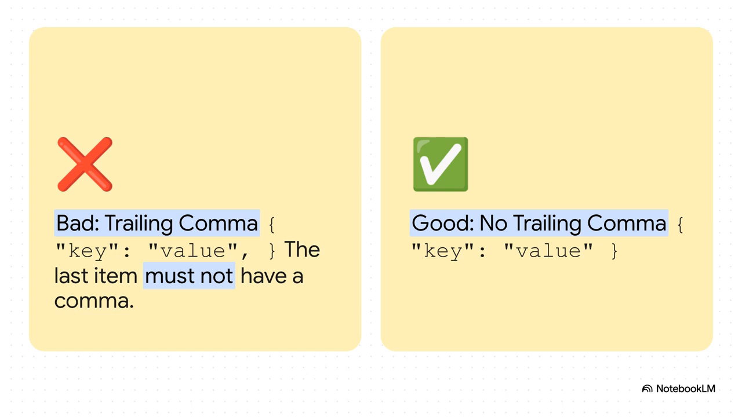All right, mistake number 2, the trailing comma. This one's tricky because a lot of modern programming languages are totally fine with it. You can have a comma after the very last item in a list, but not in JSON. Nope, the last key value pair cannot have a comma after it. It's a tiny detail, but it's a syntax error, and it will fail every single time.